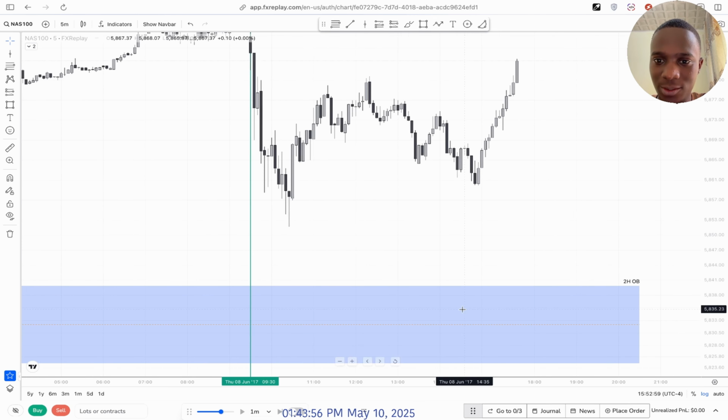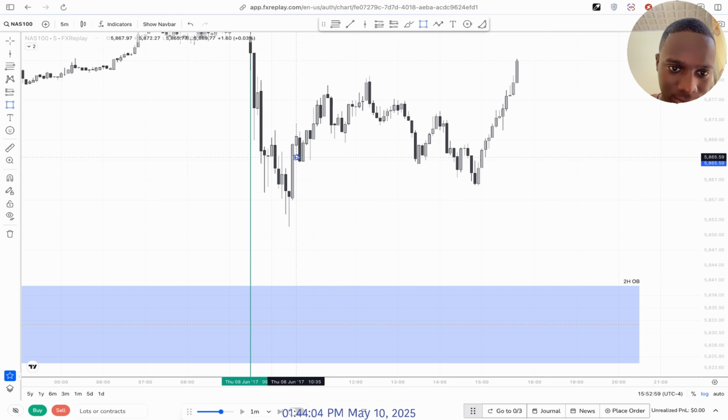So we didn't drop to our OB, but it respected this gap right here. 5 minute fair value gap.